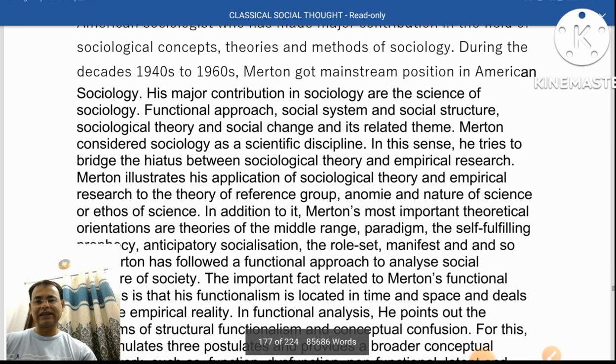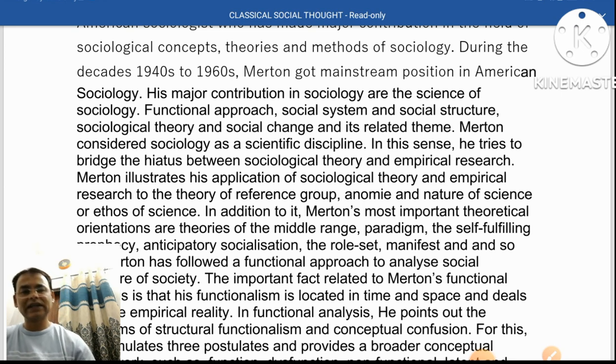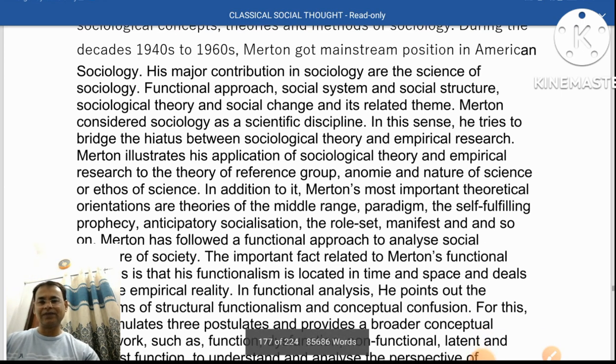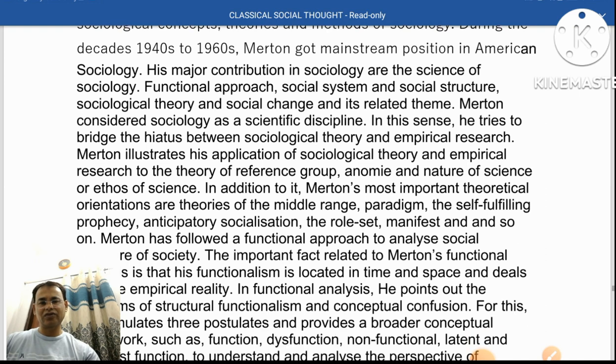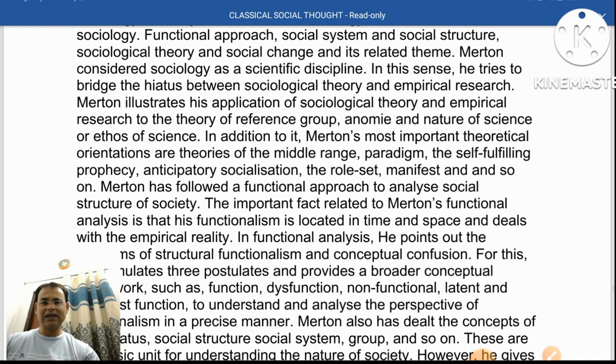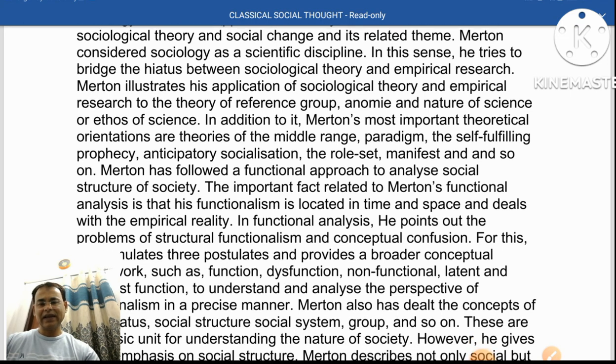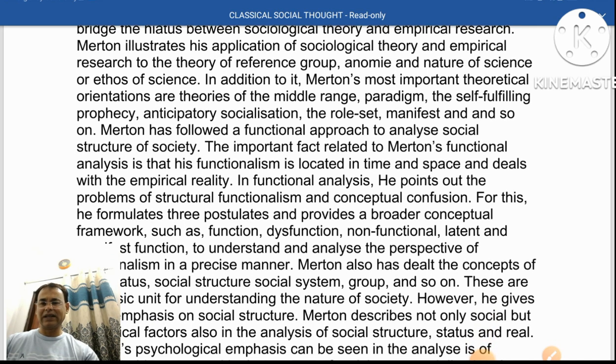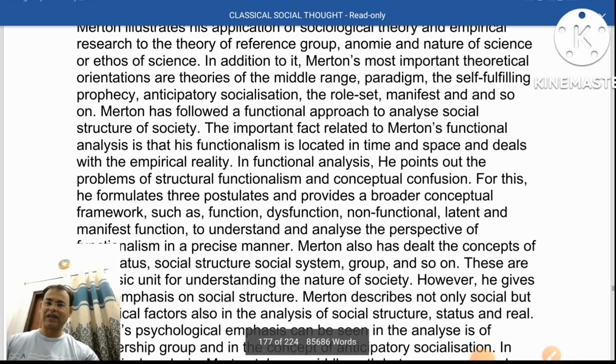During the decade of the 1940s, Merton got a mainstream position in American sociology. His major contributions to sociology are the science of sociology, functional approach, social system, social structure, sociological theory, social change, and deviation. Merton considers sociology a scientific discipline. In this sense, he tries to bridge the gap between sociological theory and empirical research. Merton illustrates his application of sociological theory and empirical research to the theory of reference group, anomie and the nature of science, or ethos of science.